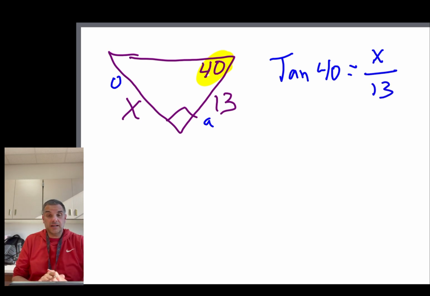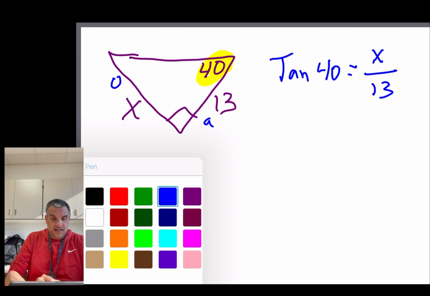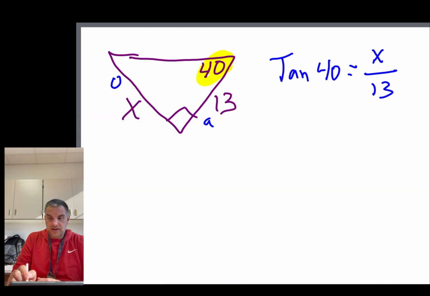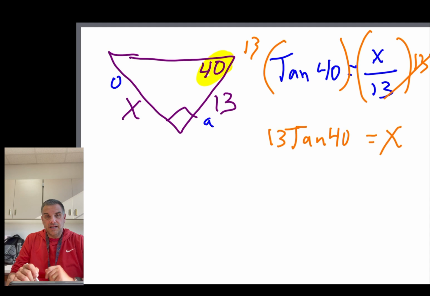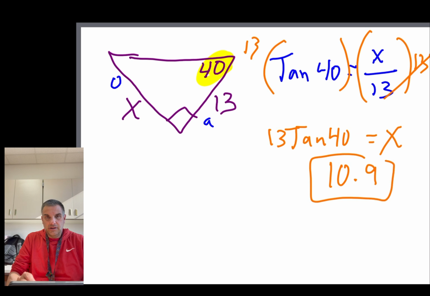So we're going to solve for x. Since I've got 13 in the denominator, I'm going to go ahead and multiply both sides by 13. That gives me 13 times the tangent of 40 equals x, since those 13s cancel out. So I can just punch that right in my calculator. 13 tangent 40, close the parentheses, and you get 10.9 is equal to your x value.